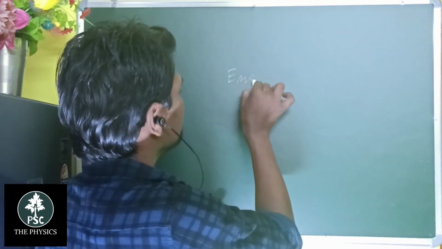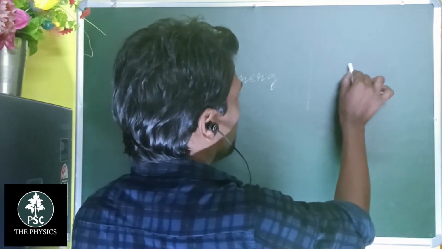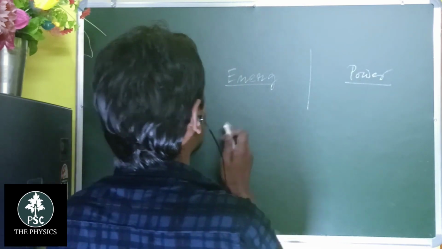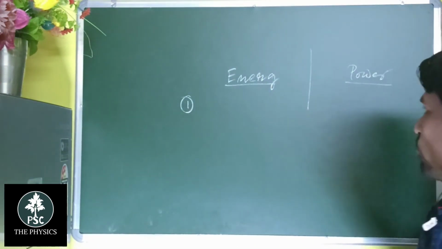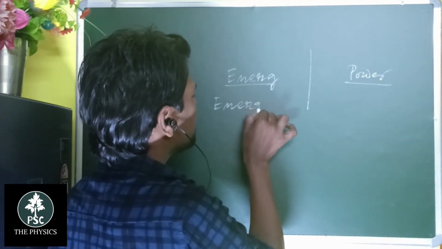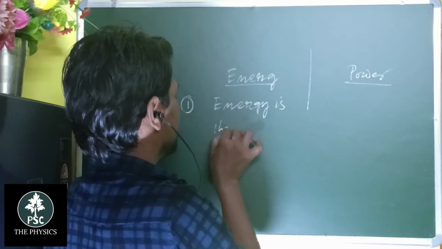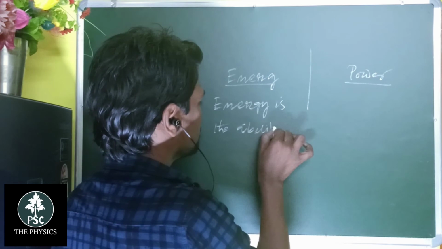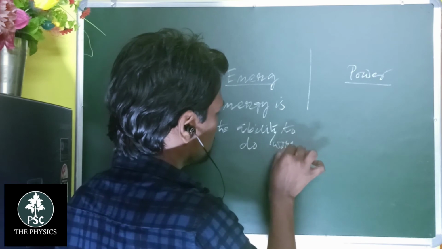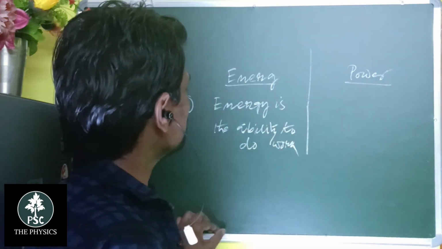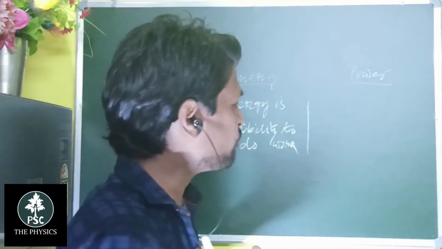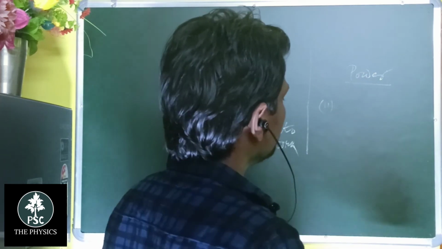So energy and this is power. Students, it is so simple one. So energy is the ability to do work. Energy is the ability to do work. And power, how fast it is. So it is the capacity of doing work.